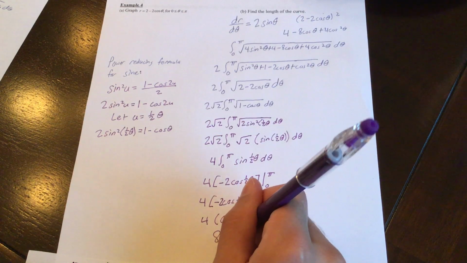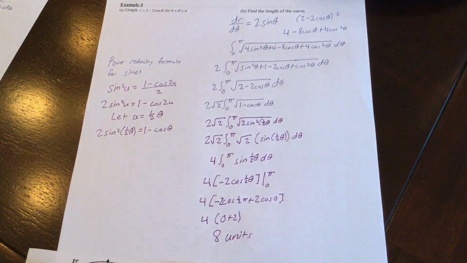All right, so our final answer, my friends, is the arc length of that little half cardioid is exactly 8 units. Come on, that's adorable. Take care, everybody.